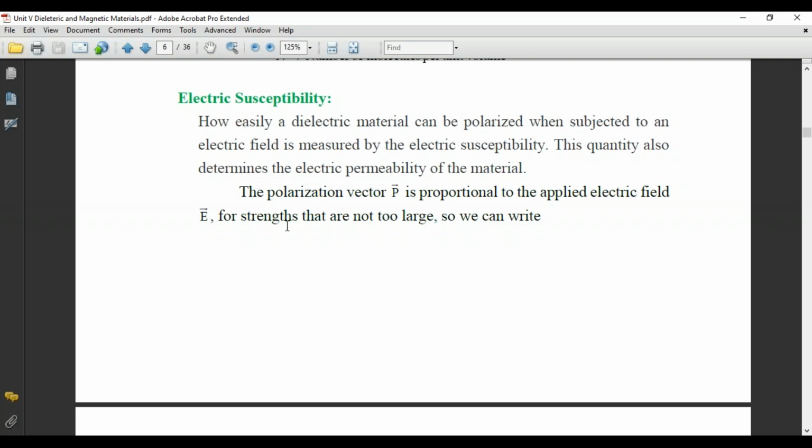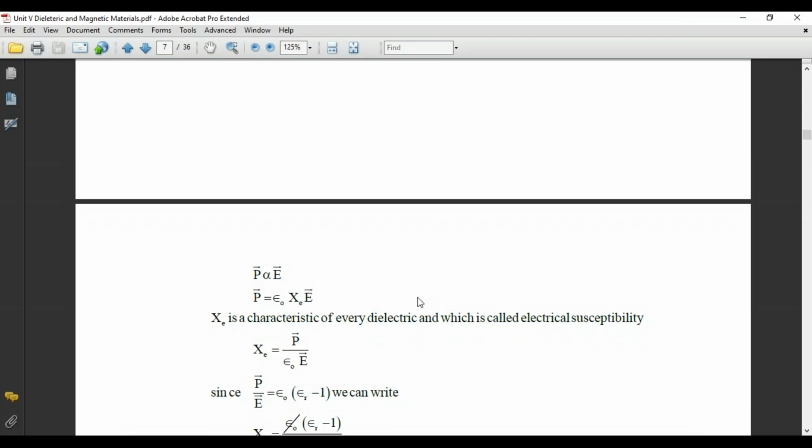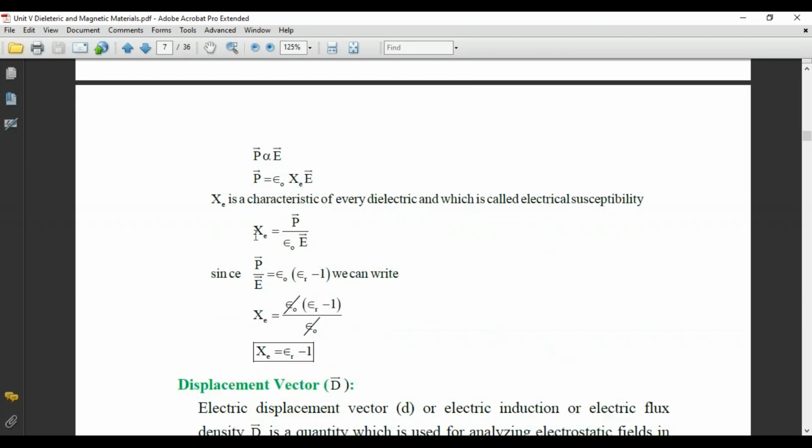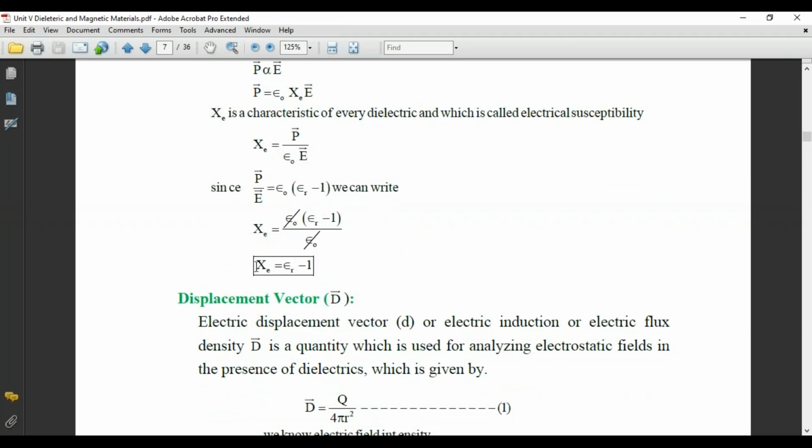The polarizing vector is proportional to the applied electric field. So when the polarizing vector is proportional to E, you can get P equals epsilon naught chi E, where chi is the characteristic of every dielectric and is called electric susceptibility. So this is what is called electric susceptibility: chi equals P by epsilon naught E. If you simplify it, you can get the electric susceptibility. So this is about the electric susceptibility.